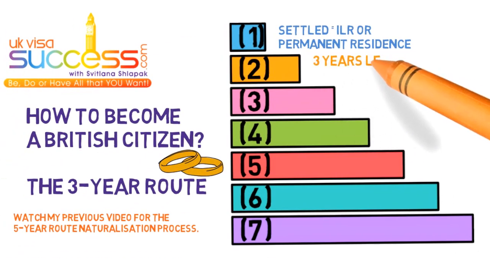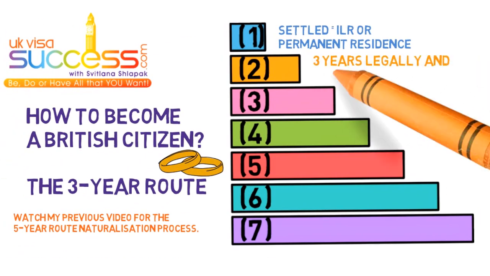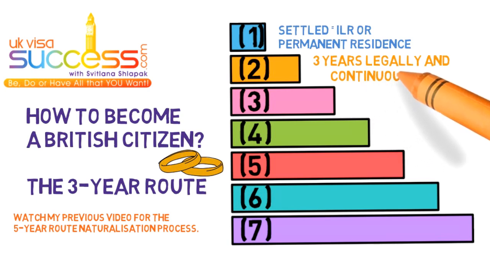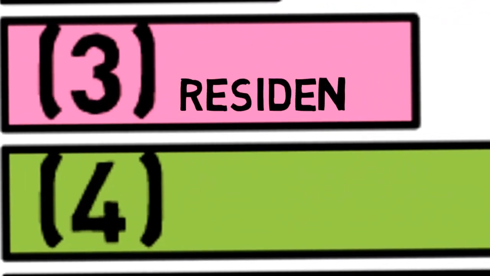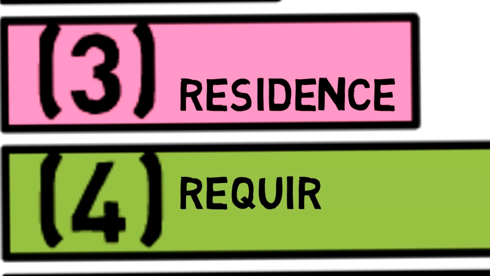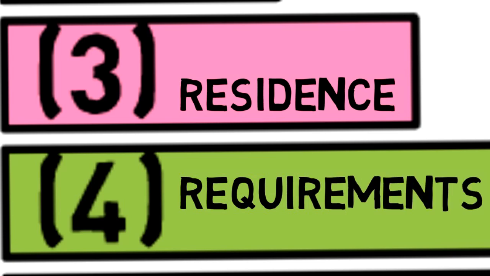Key element number 2: you must have been living in the UK legally and continuously for at least 3 years before making the application. The next two elements are all about the residence requirements. Now, remember I told you at the beginning of this video that I'll explain the main two reasons for the refusals of the naturalization applications. The residence requirement is the first major reason for refusal, so please pay very close attention to this particular requirement.